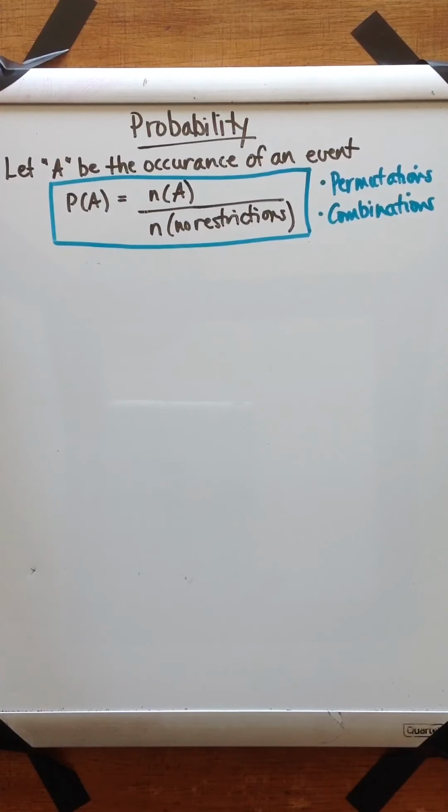In this video, we're going to learn how to calculate the probability of events occurring based on some counting techniques you've learned about in previous units. Counting techniques that involve permutations and combinations.